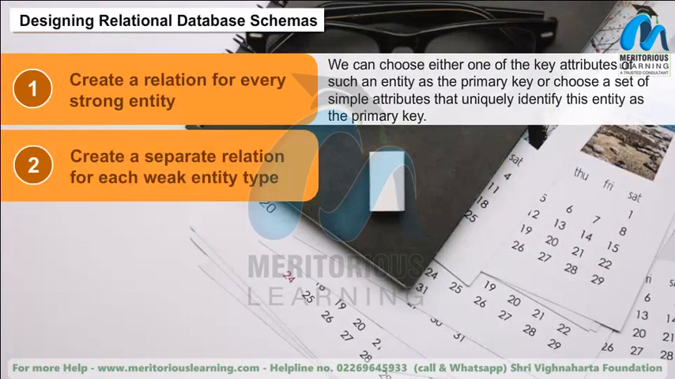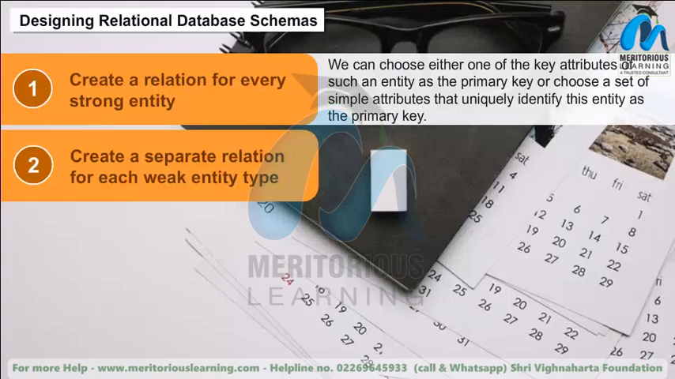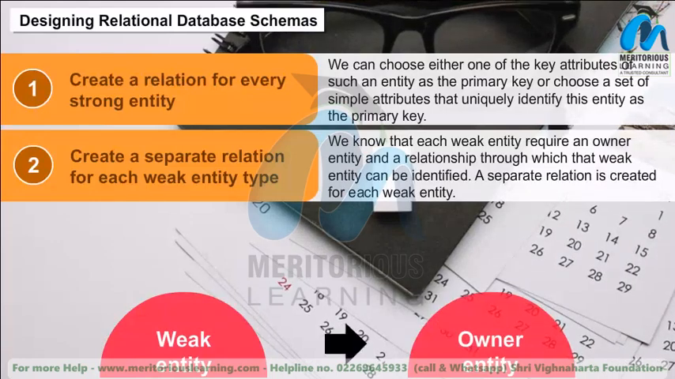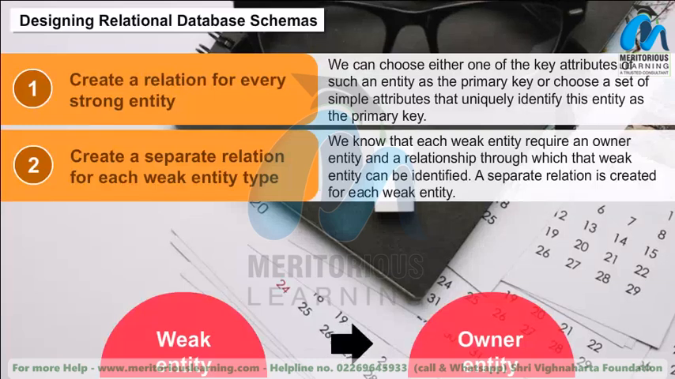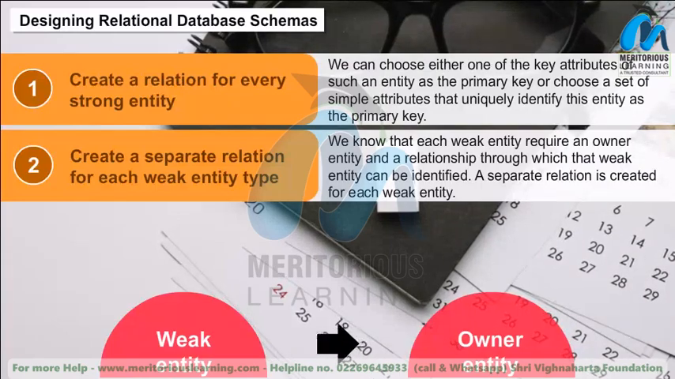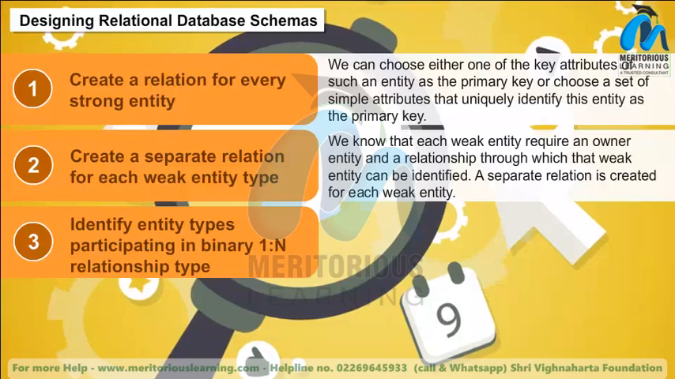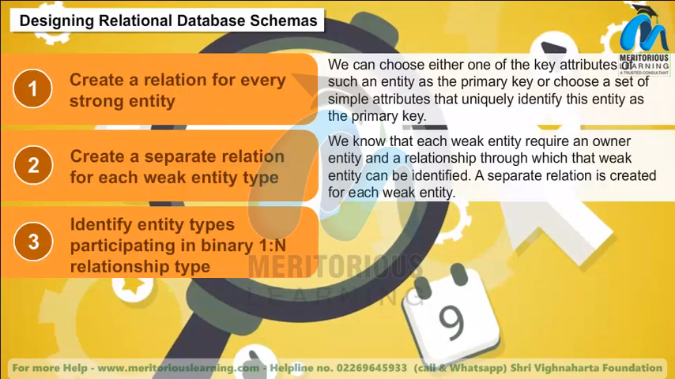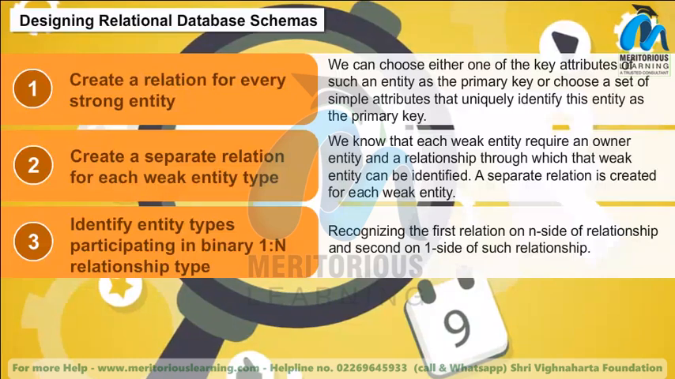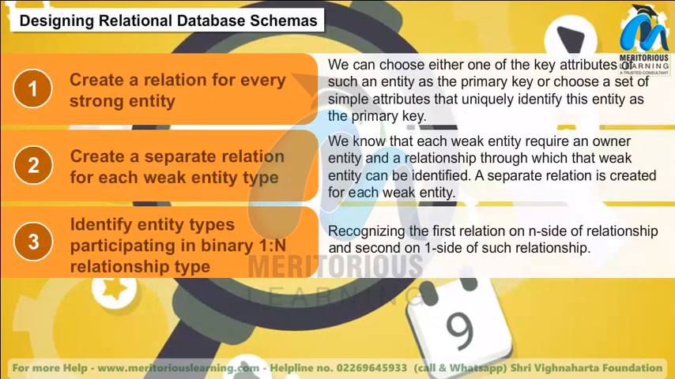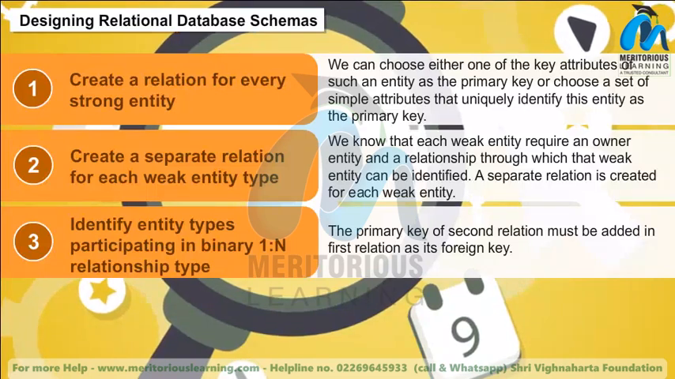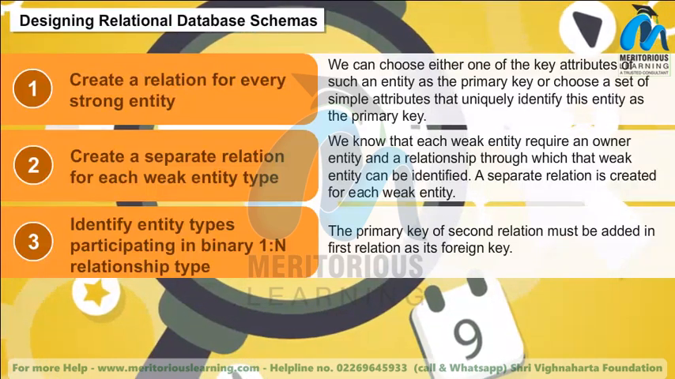2. Create a separate relation for each weak entity type. We know that each weak entity requires an owner entity and a relationship through which that weak entity can be identified. A separate relation is created for each weak entity. 3. Identify entity types participating in a binary 1:n relationship type, recognizing the first relation on the n side of the relationship and the second on the one side of such relationship. The primary key of the second relation must be added in the first relation as its foreign key.